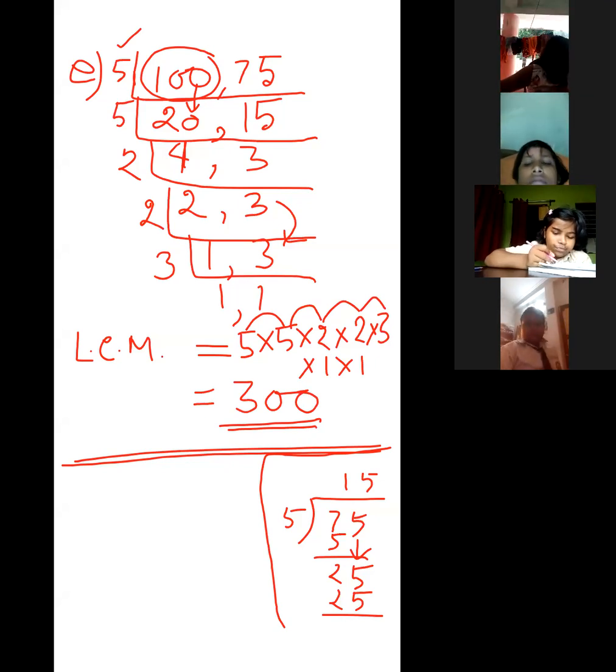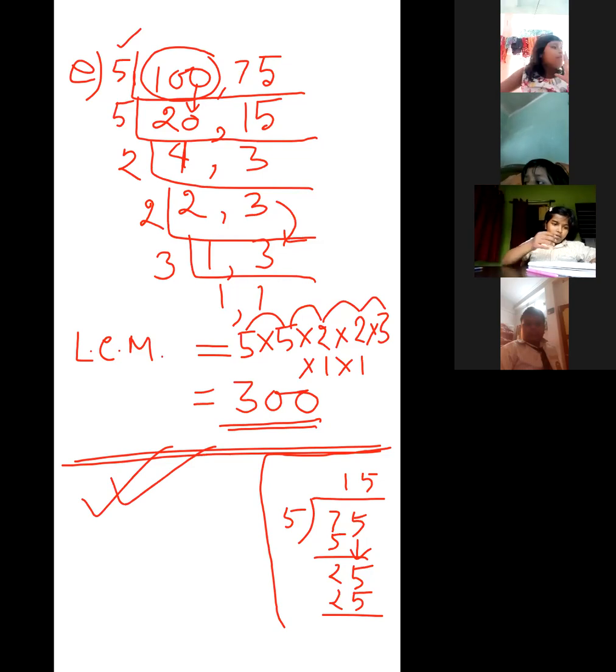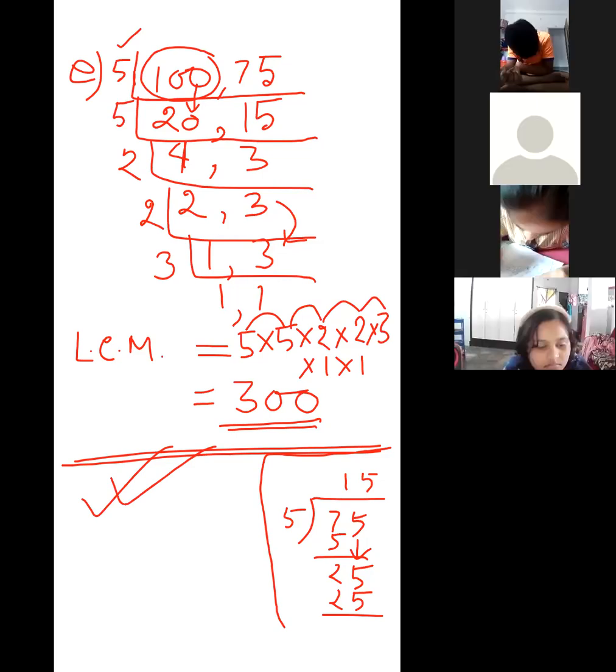Now the next one. By taking two numbers we have done. Now let me take three numbers. Take 12, 18 and 36. It is also from your book. All of you completed up to this? Then I'll erase this and clear the screen. Have you completed? Confirm it.